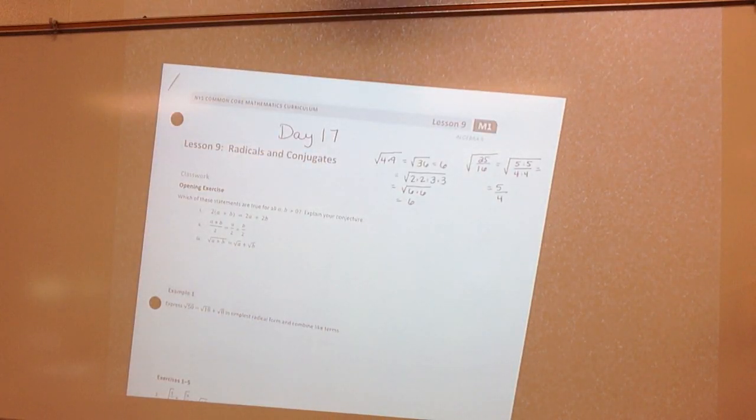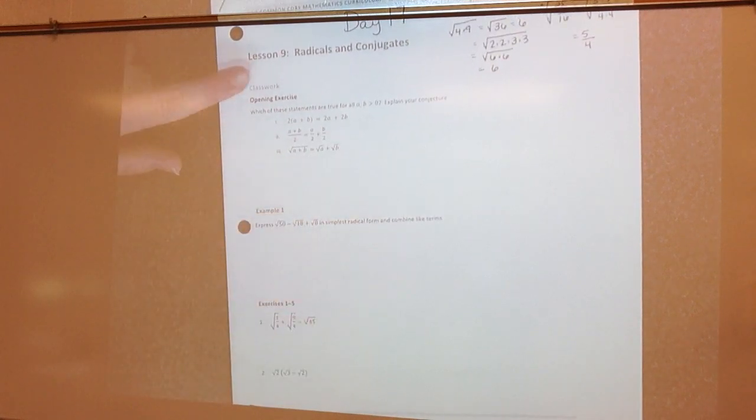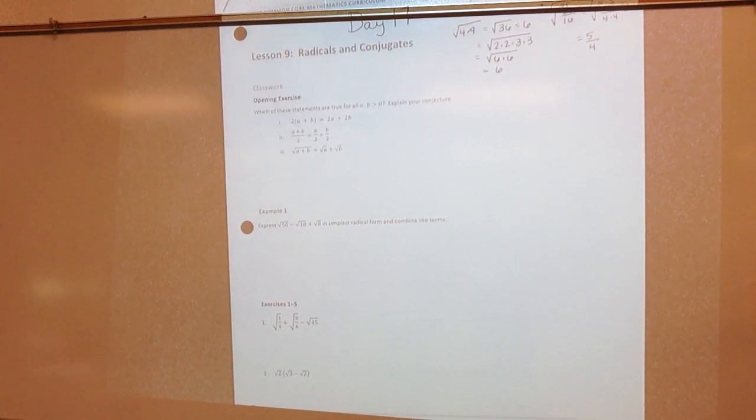But what about addition, subtraction of radicals? Let's look at this. Let's look at our opening exercise. Which of these statements are true for all A if B is greater than 0? And explain your conjecture. Explain why you're saying it is. Alright, so if I look at the first, second, and third ones, I want you to pause the video and see if you can figure out which ones are always going to be true if B is greater than 0.